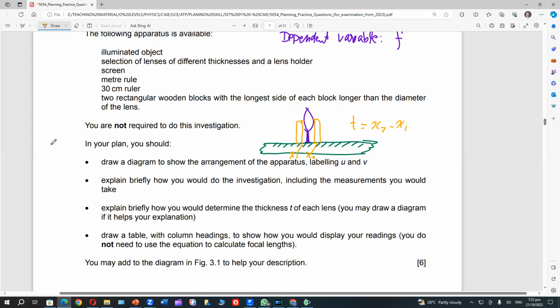Now he says, draw a diagram. We have drawn it. Explain briefly how to do the investigation. Then he's explaining how you would determine the thickness. Then we have to make a small description of this whole procedure also. Draw a table with column headings. So we will be reading thickness and we will be reading focal length.